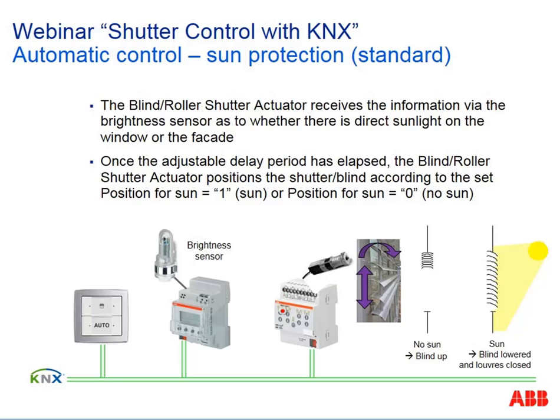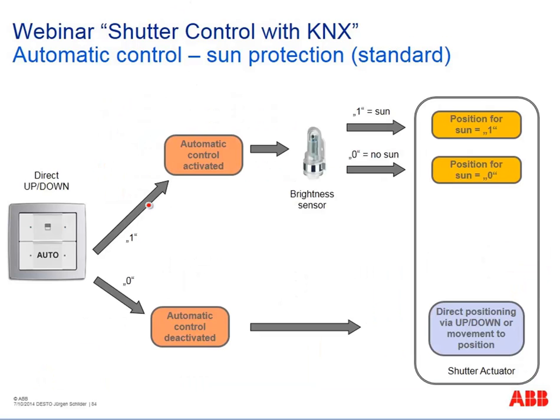All other logic we still have inside our shutter actuator per channel. So we can do all the settings for channel A, independent of B, C, and so on. In this overview you can see how it works: one rocker to drive it directly up and down, and with another rocker we activate or deactivate the automatic control.